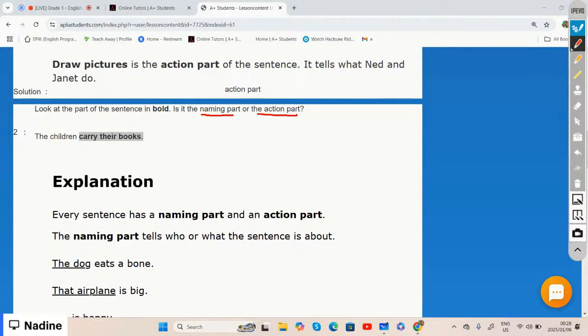So the children carry the books. And if we were to identify if it's either a naming part or an action part, then we can say carry the books is an action part. It tells us what the children are doing. So what are they doing? They carry their books.